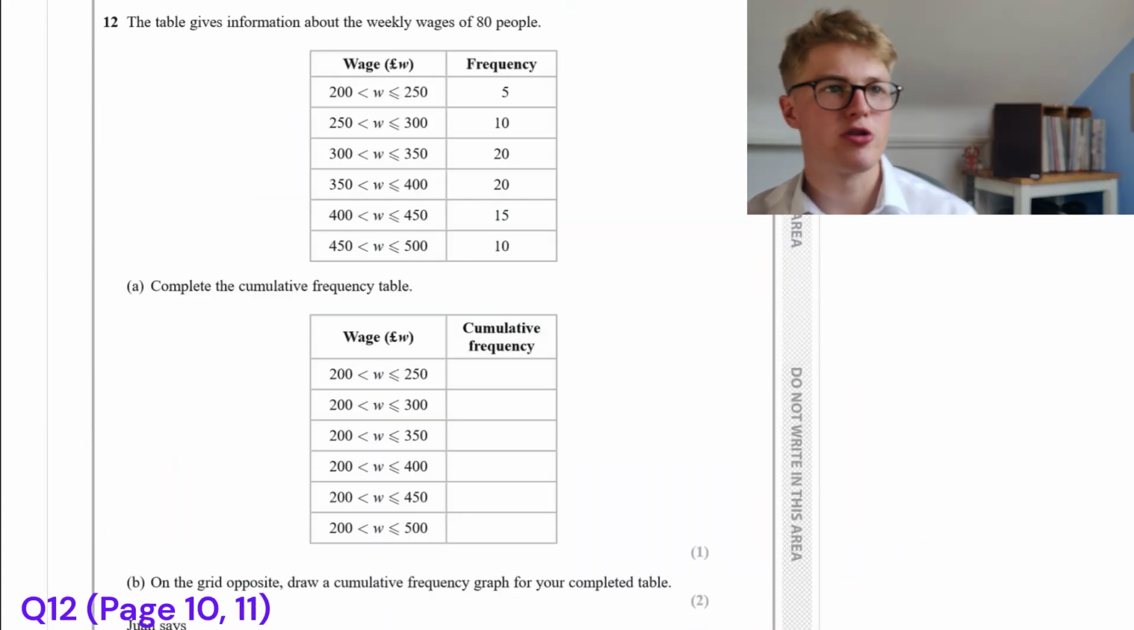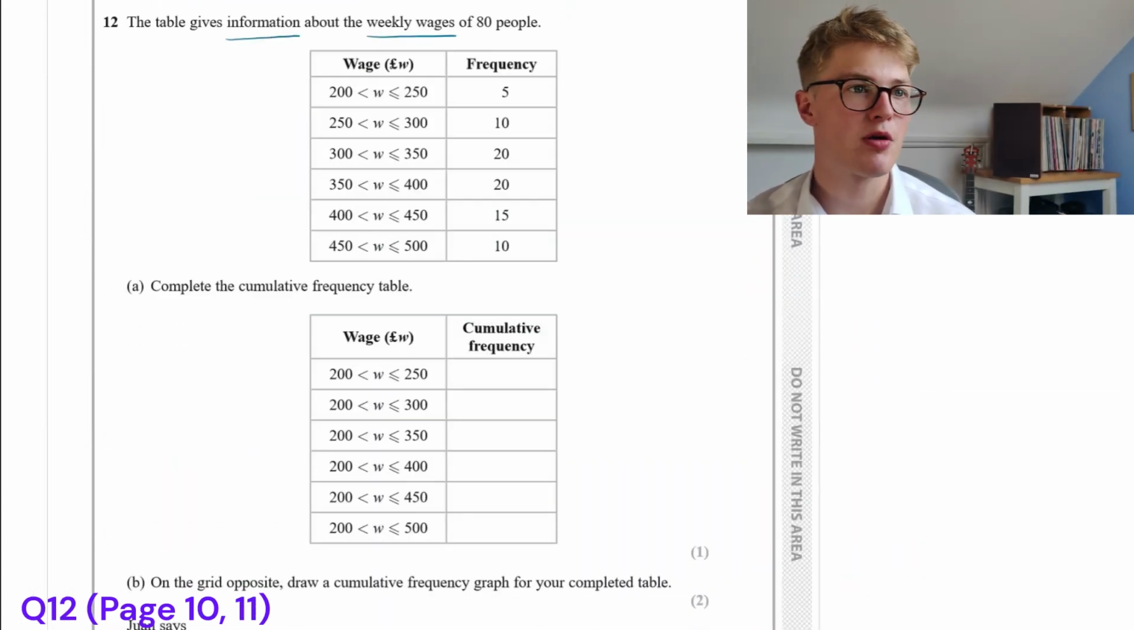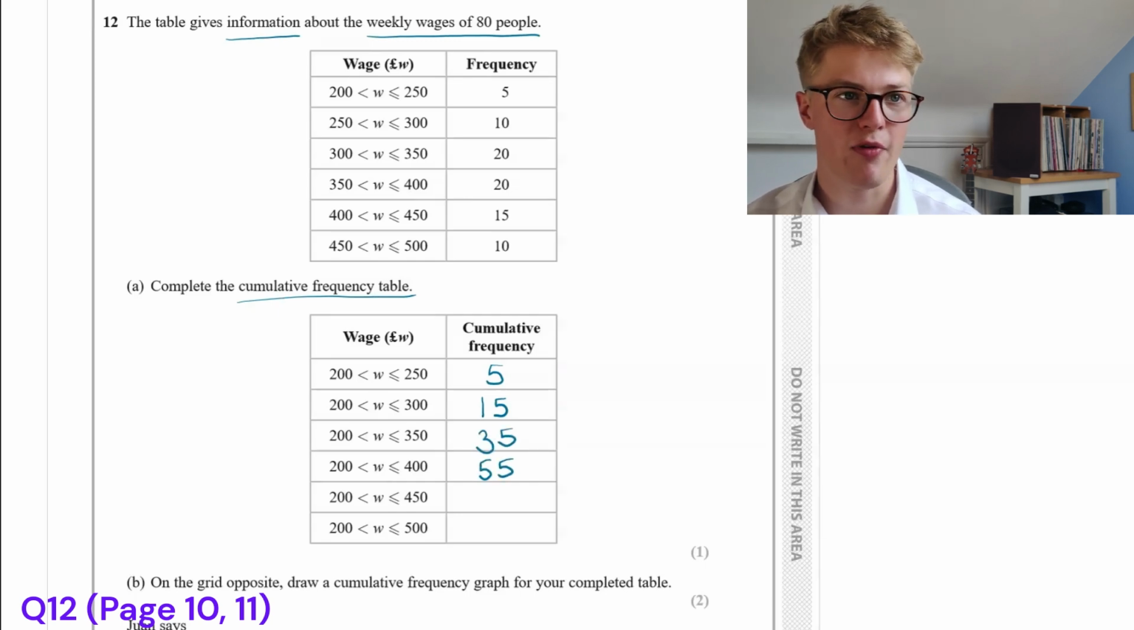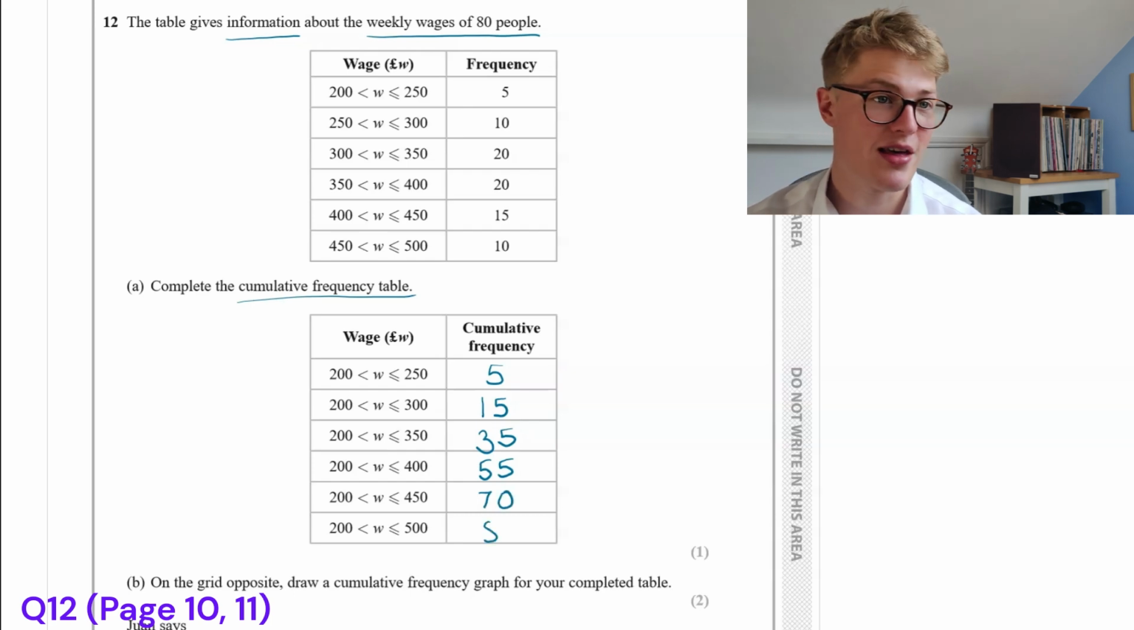The table gives information about the weekly wages of 80 people. Complete the cumulative frequency table. So what we do here is we write the frequency and we add as we go. So we do 5 plus 10, which is 15, then 15 plus 20, which is 35, and so on, and you end up with 5, 15, 35, 55, 70, and 80.